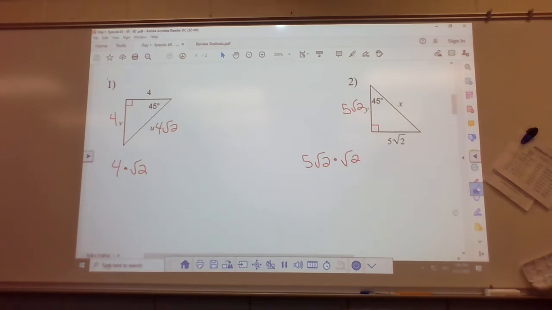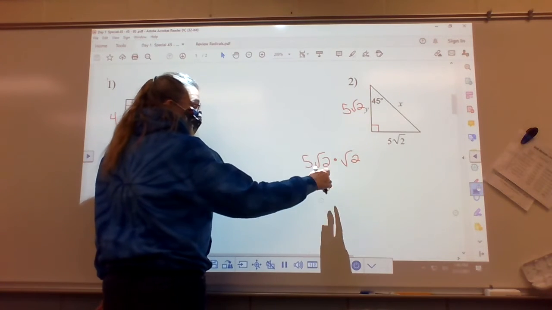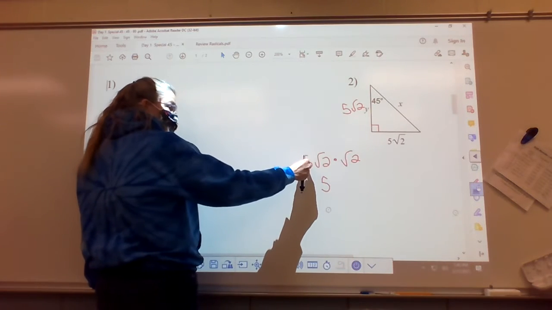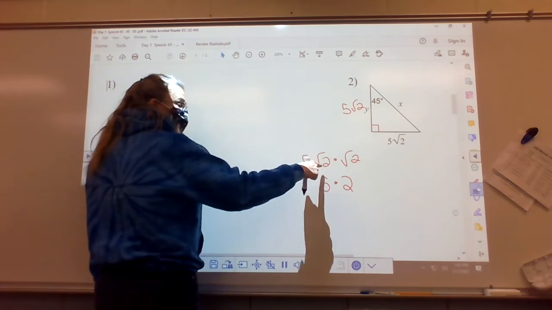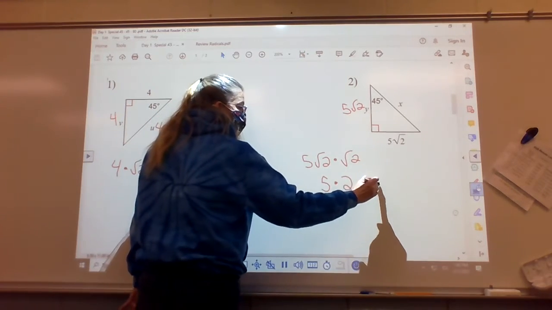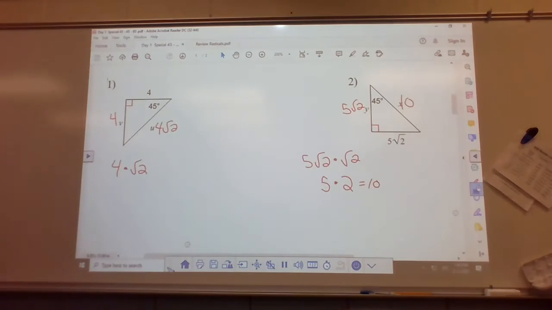Now, this is why I spent some time Wednesday reviewing multiplying and dividing by radicals, because we're going to have to multiply. Now, the 5 was already out here. And I've got two 2's. And remember, two 2's underneath means a 2 can come out. So then I'm going to multiply by 2, because radical 2 times radical 2 is just a plain old 2. And 5 times 2 is 10. So this hypotenuse is now 10. So it's a little bit harder because I had to do a little bit of work with the radical, but not too bad. Just a little bit harder.